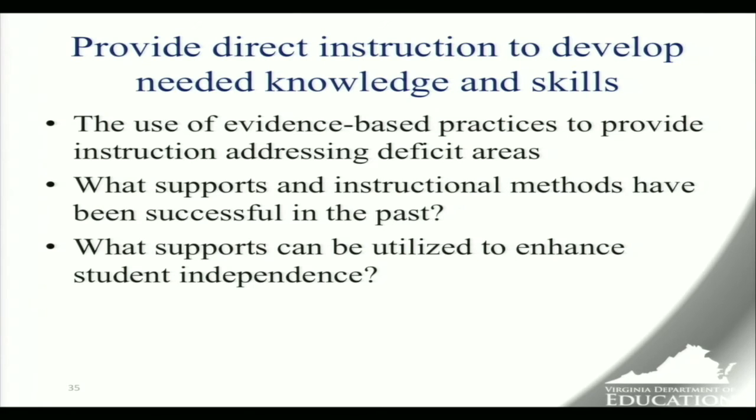Once skills, strengths, and deficits have been addressed, the student should then receive instruction that will help them develop the needed knowledge and skills. The goal is to shape the student's behavior into closer approximations of the targeted behavior. When deciding how to provide direct instruction, teams should look at the use of evidence-based practices to help ensure the instruction is both efficient and likely to lead to increased independence. Teams should consider supports and instructional methods that have been successful for the student in the past. For example, if the student has demonstrated increased independence using visual supports, especially checklists, visual supports should be considered when teaching new skills.